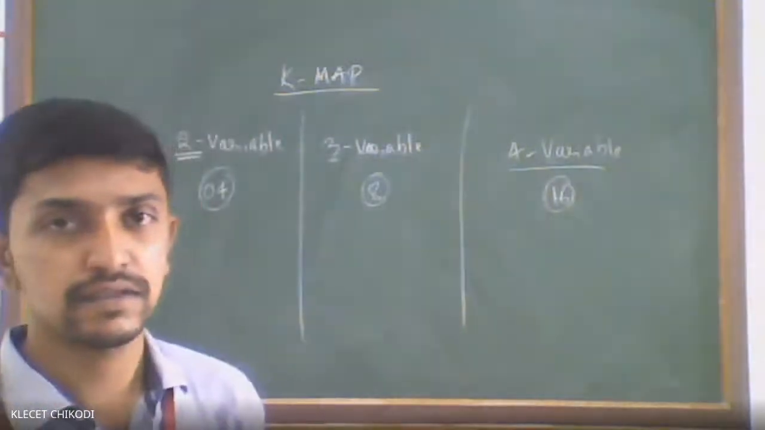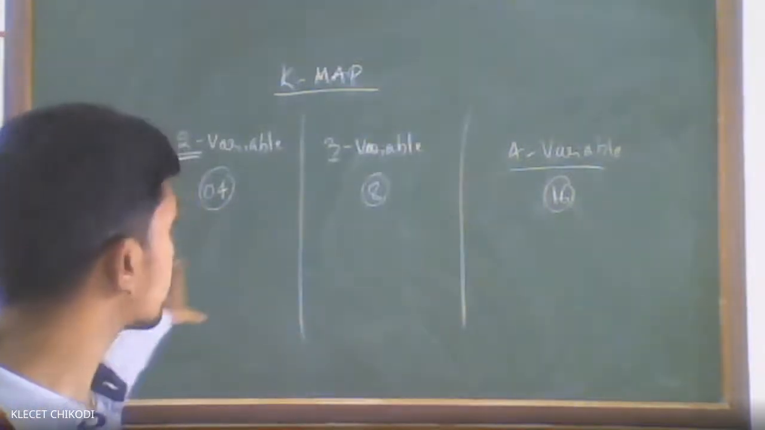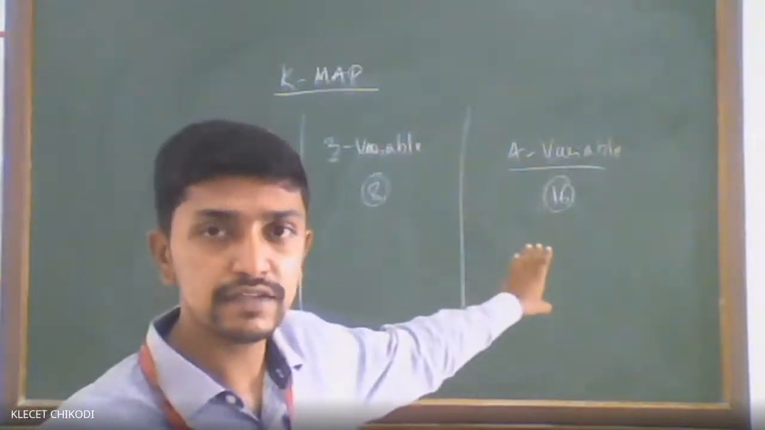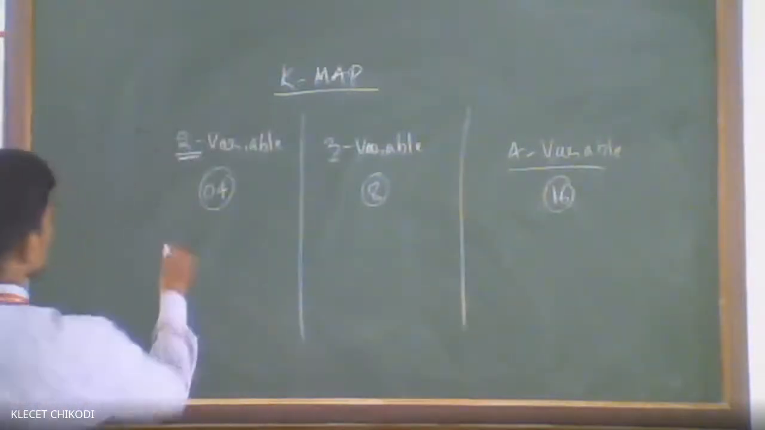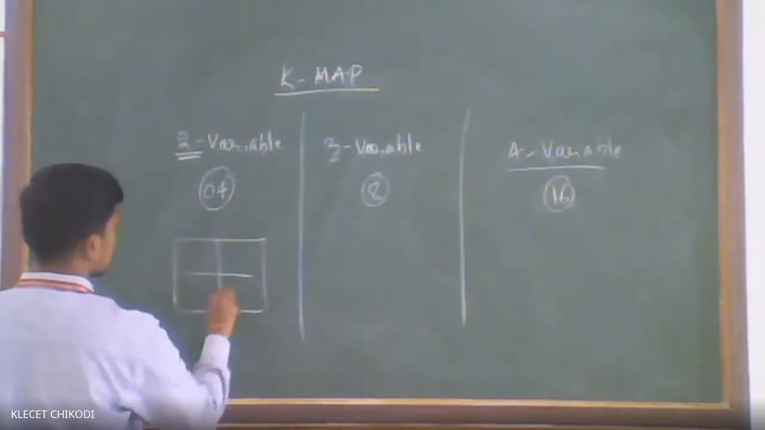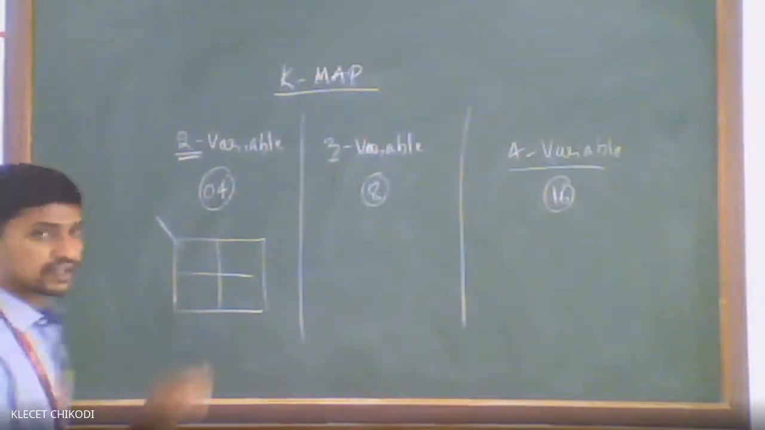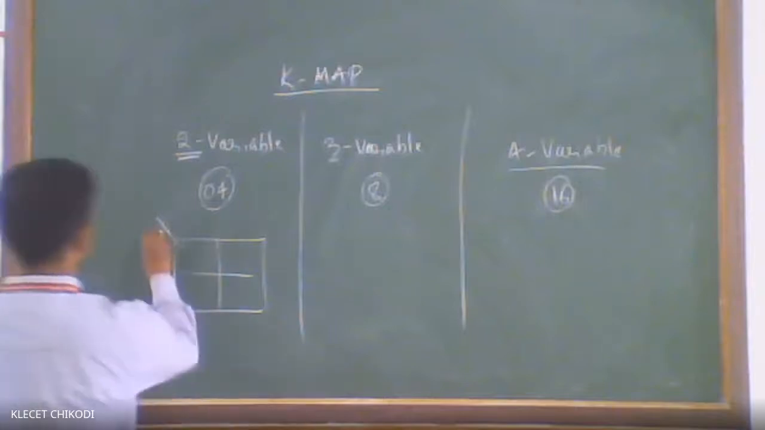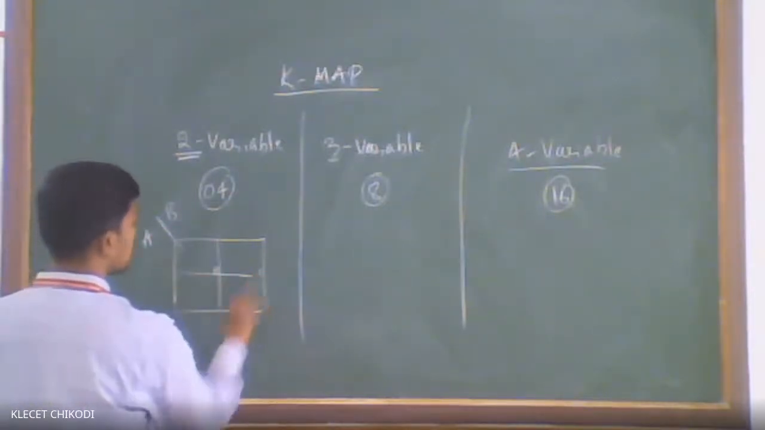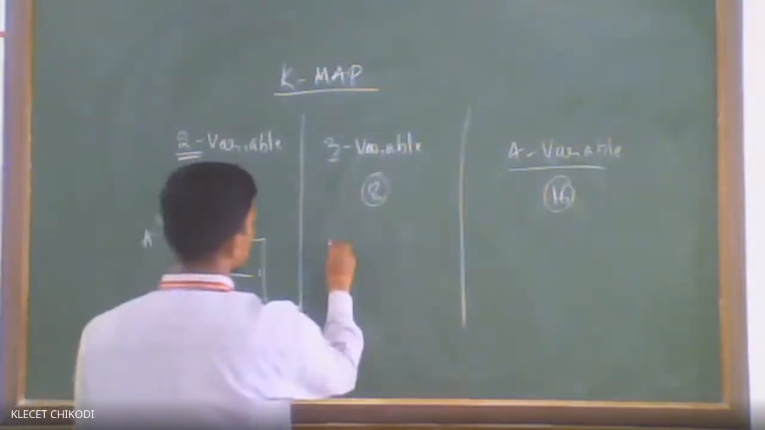cell numbering. Cell numbering for each K-map will be different. For 2 variable it will be different cell numbering, for 3 variable it is different, and for 4 variable again it is different. Okay, so how it looks exactly, for your convenience I am drawing here. For 2 variable K-map it is like this. If you are considering A and B as the variable, you have to write A, B, and the cell numbering will be 0, 1, 2, 3.